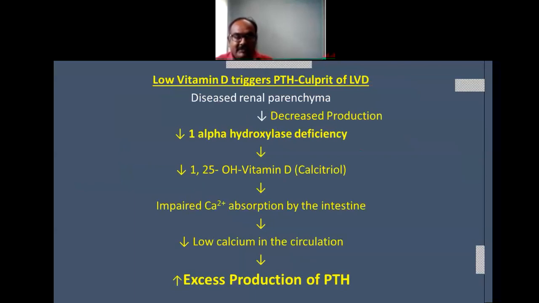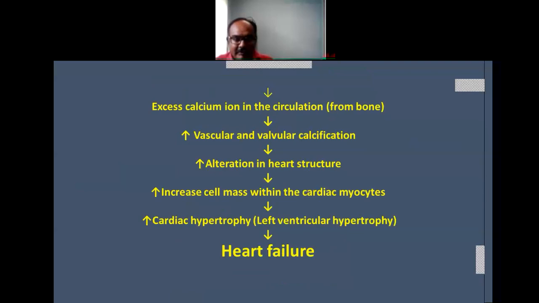If your vitamin D is very low, your PTH will increase, because vitamin D is useful for absorption of calcium in the intestine. With low vitamin D, a calcium deficit will happen in your systemic circulation. To correct this, your PTH increases. This PTH will produce an excess amount of calcium, so automatically an excess amount of calcium is produced in the vasculature as a result of excessive PTH. This in turn leads to calcification, especially in the heart.